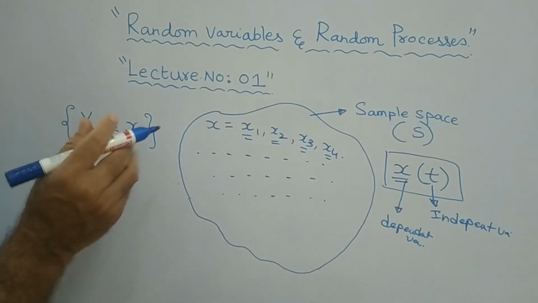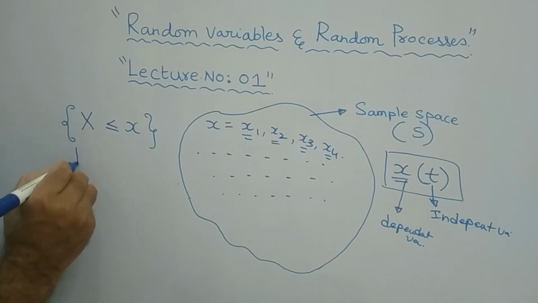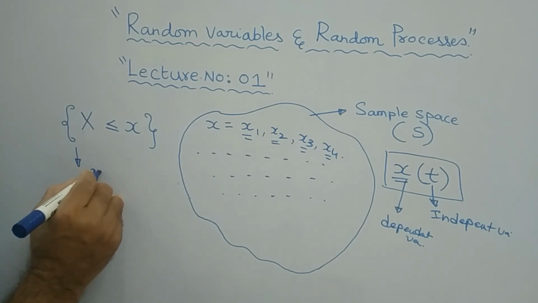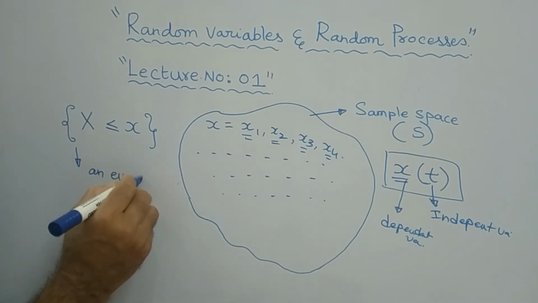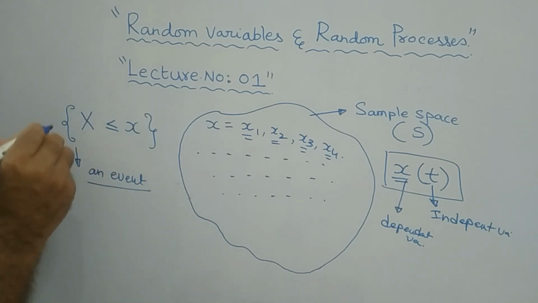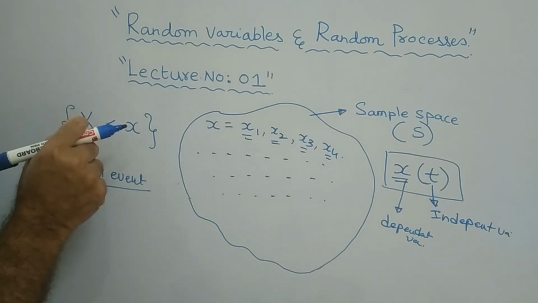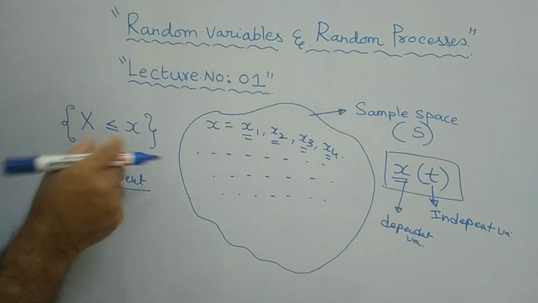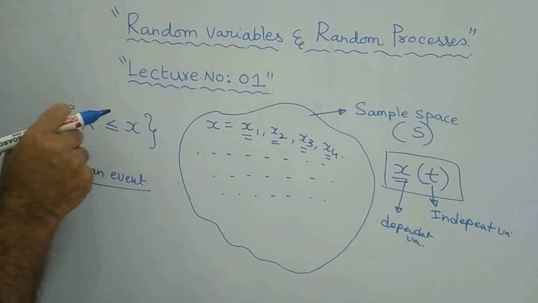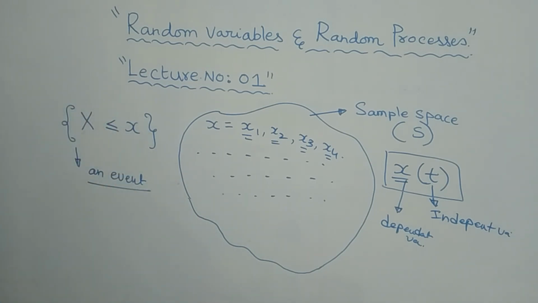If you write it like this, it is called an event. This is called an event, right? This is one of the important conditions required for a function to be called a random variable.